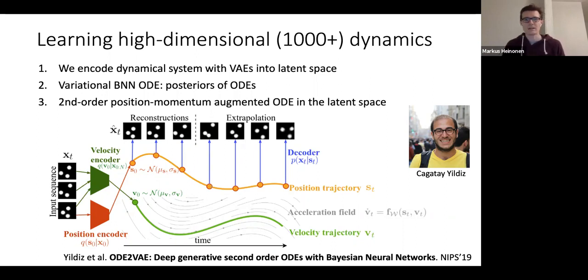So it has no idea that there are 3 balls. It has no idea what the location of balls are. It has no idea of the momentum of the system, and so on. And in this case, we also introduced second order ODEs, which basically means that we have position and a momentum of the state, which actually helps learn the system and regularize the system. This is something we published last year in NIPS.